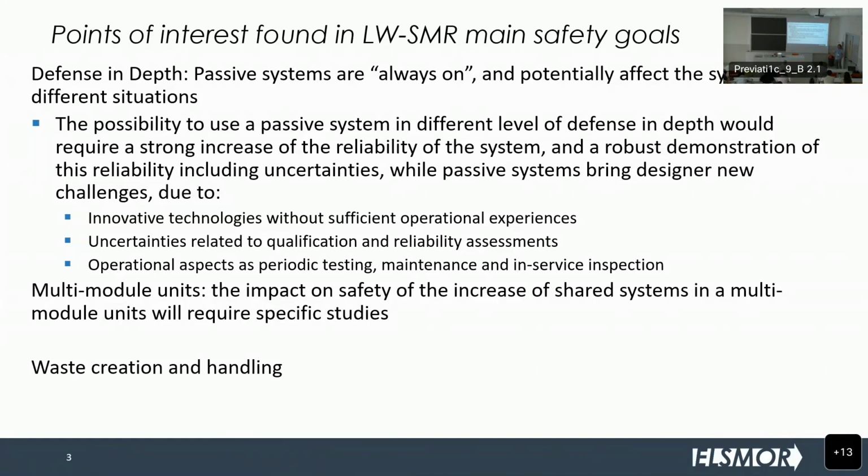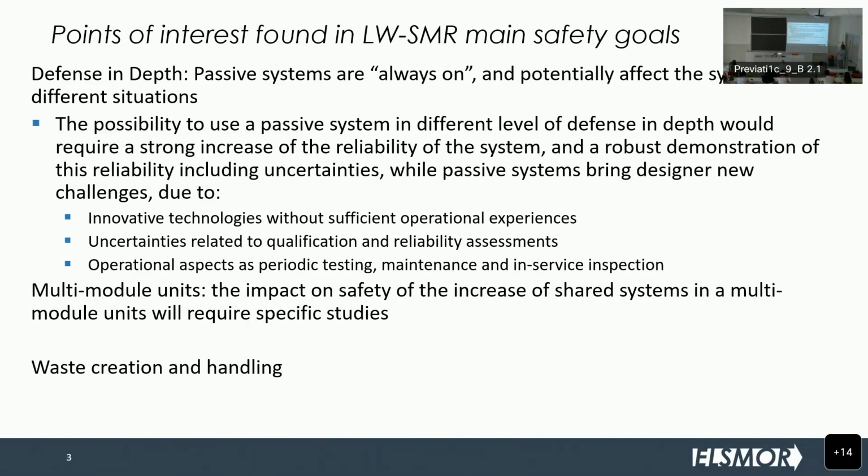So at this point, when there are new designs, we need to look at this in a very holistic way, including taking into account uncertainties. And also, operation of this kind of system might be very different from a system based on active components, where you can control system parameters by, for instance, using pumps and so on, instead of having some sort of passive system that finds a new balance depending on the power level and the system state.